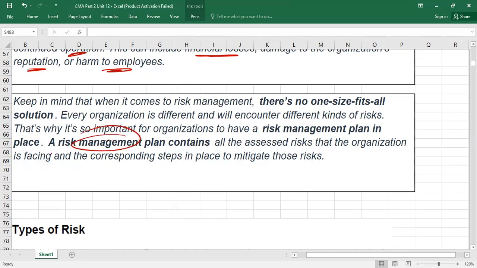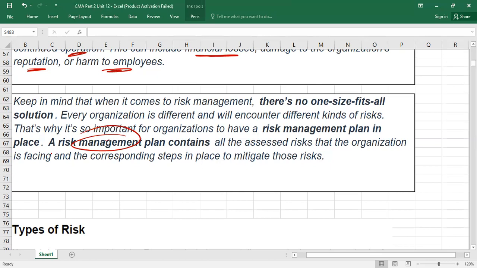Every organization is facing different types of risk. For example, if you are in the banking sector, you are under a highly regulatory environment, so compliance risk is more severe. If you are in a manufacturing business, you may have different types of risk. If you are in the service business, you may have different types of risk, right?